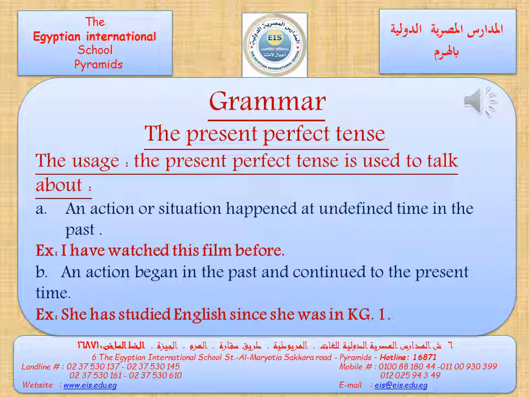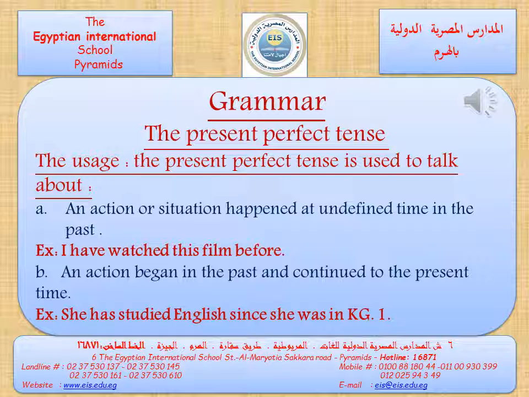The present perfect form usage, we use it when we're going to talk about an action or situation that happened in the past, specifically undefined time in the past. For example, I have watched this film before. I didn't mention when exactly I watched the film, so you don't know what time I watched the film. So it's undefined time in the past, so we use the present perfect.